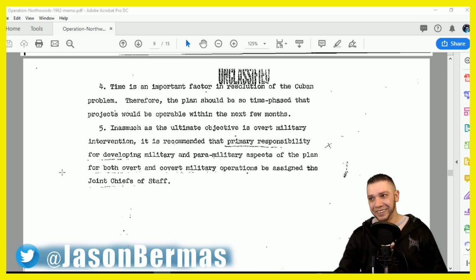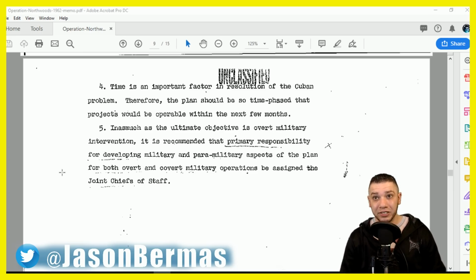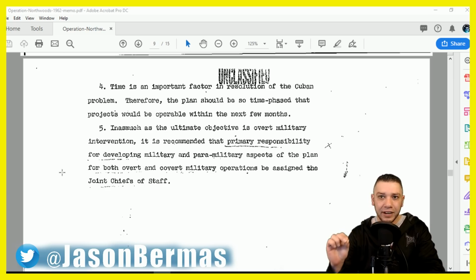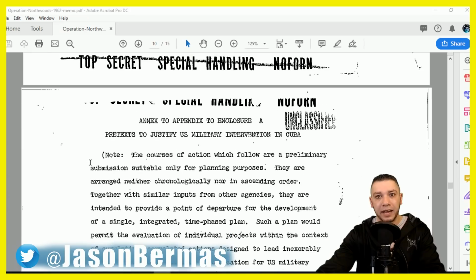We're almost here. All right. Inasmuch as the ultimate objective is overt military intervention. See that? So they want to invade. That's what that overt military intervention means, invasion. It is recommended that the primary responsibility for developing military and paramilitary aspects of the plan, both overt and covert military operations, be assigned to who? Again, the Joint Chiefs of Staff. They want to keep this to the top and compartmentalize the hell out of it.